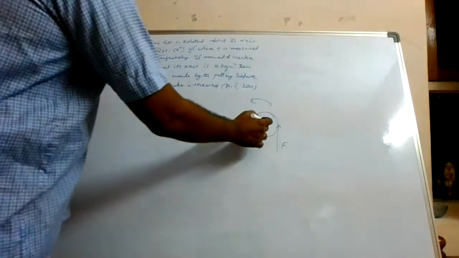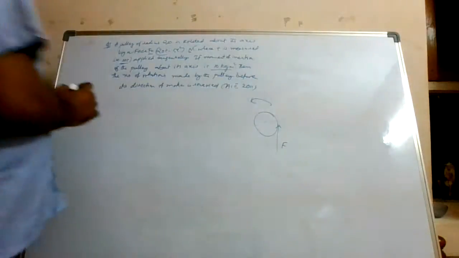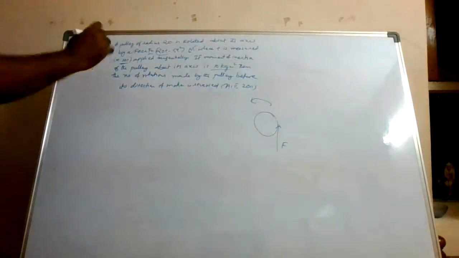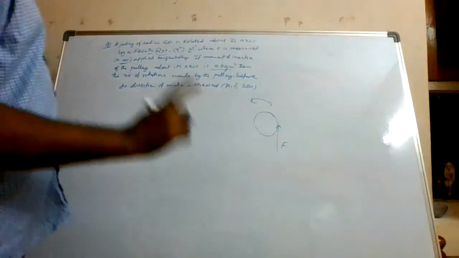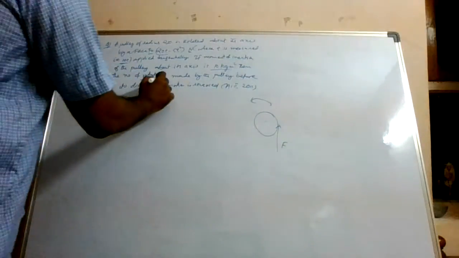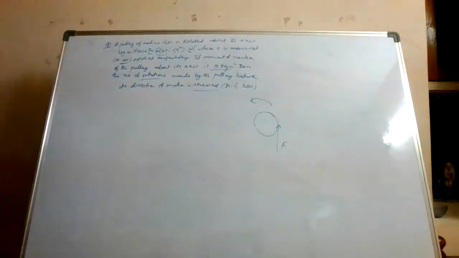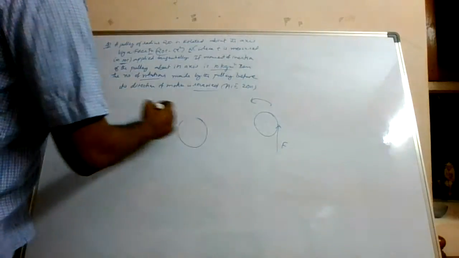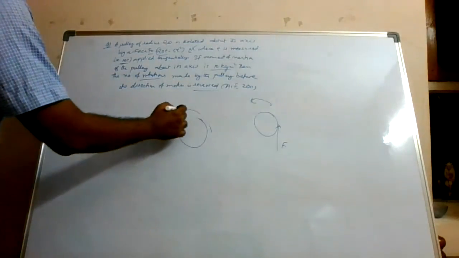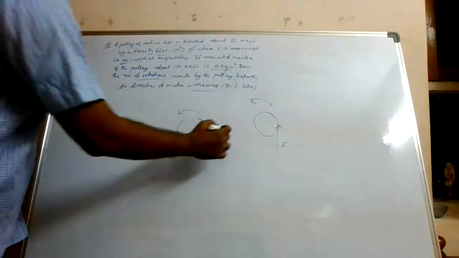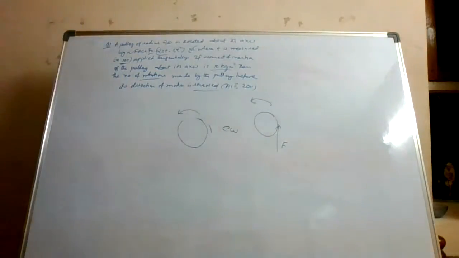Now the moment of inertia of this pulley is given as 10 kg meter square. Then the number of rotations made by the pulley, look carefully, the number of rotations made by the pulley before its direction of motion is reversed. Now look carefully, let us say there is a disc. It is rotating in this fashion, in this fashion means it is rotating in clockwise fashion.